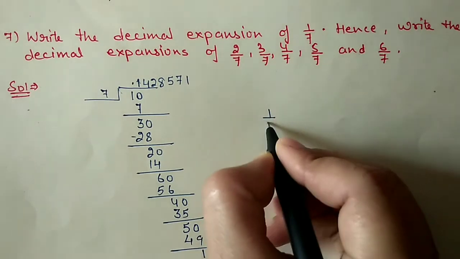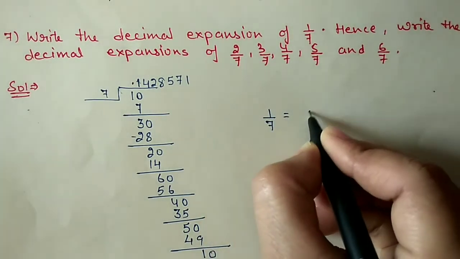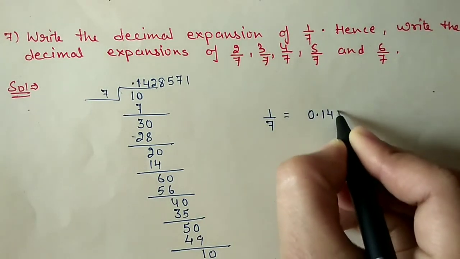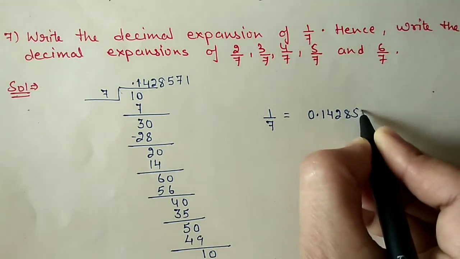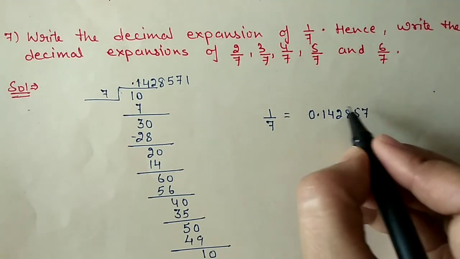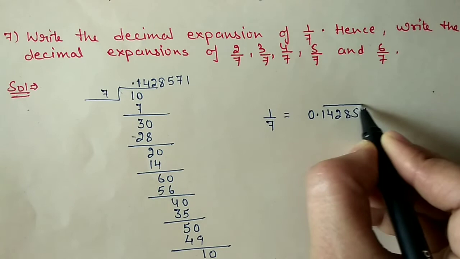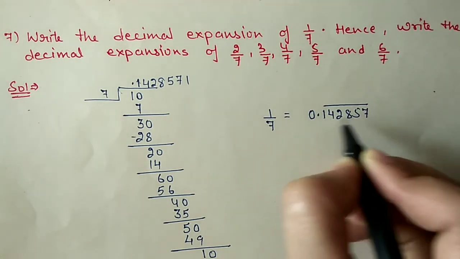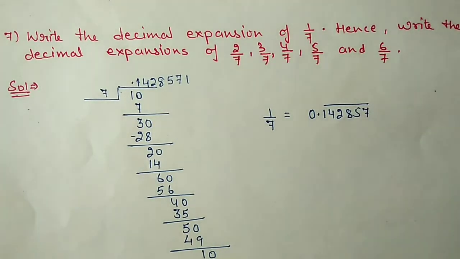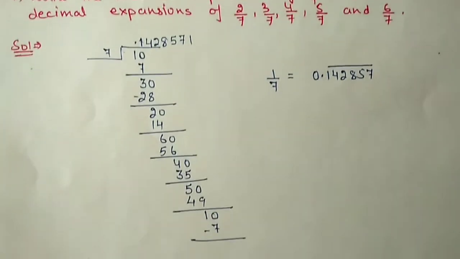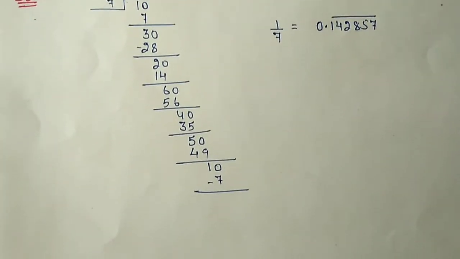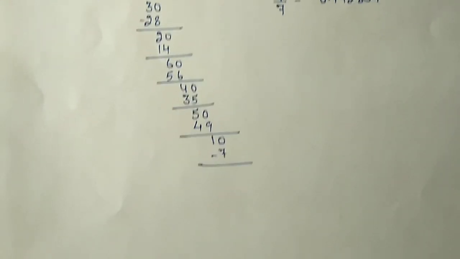So the 1 by 7 expansion is 0.142857. After 7 again 1 has started. So we will put a bar here, meaning the same number will repeat again. So 1 by 7 is equal to 0.142857 bar. Now we have to find out 2 by 7, 3 by 7 and 5 by 7, 6 by 7.